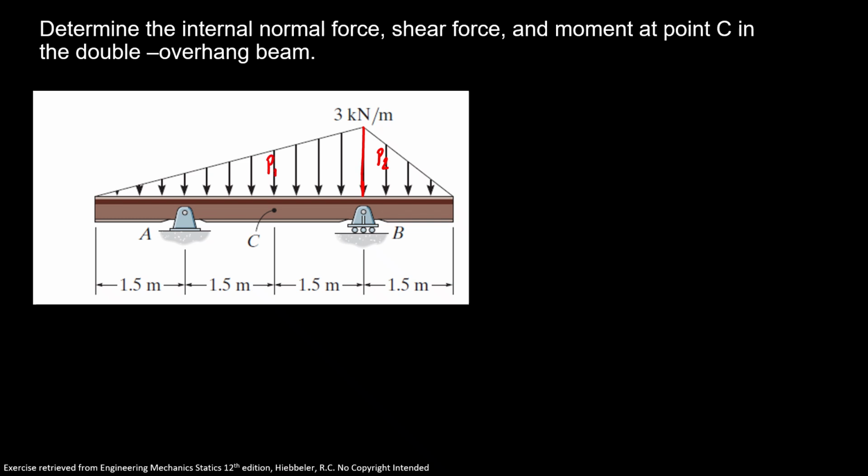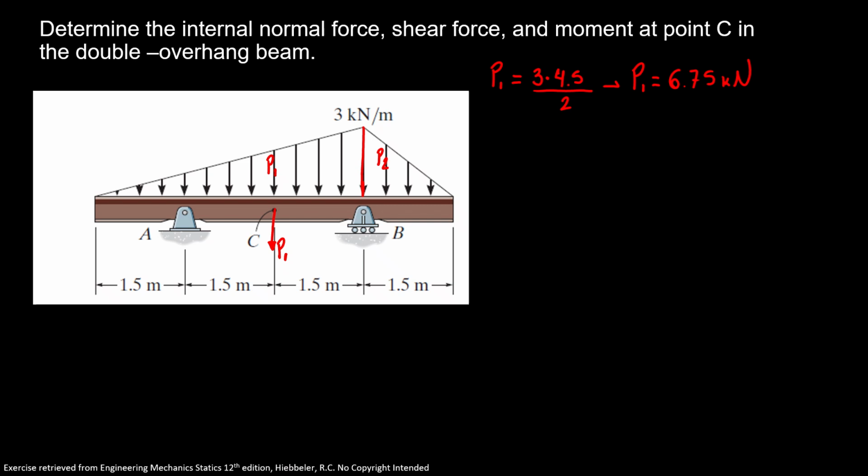So our equivalent load P1 is equal to the area of this triangle that I have, 3 times 4.5 divided by 2. So our equivalent load P1 is equal to 6.75 kilonewtons. Since it's a triangle, the point is 1/3 from our maximum height. So our P1 is right here. So here we have P1.